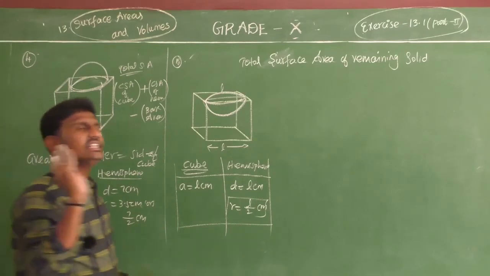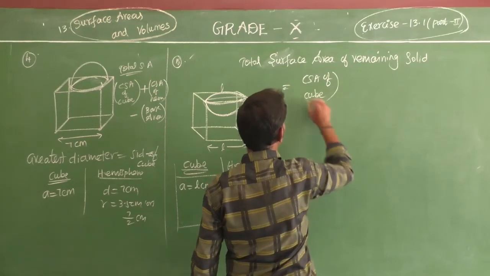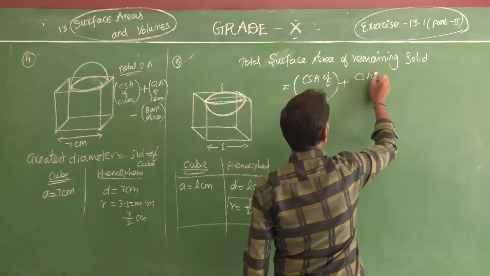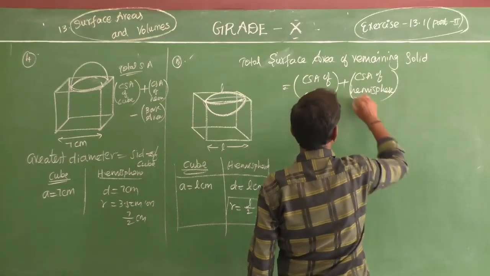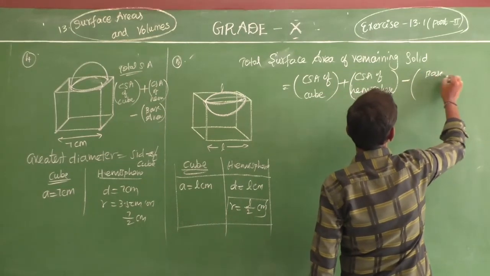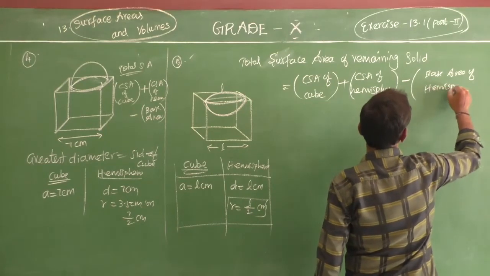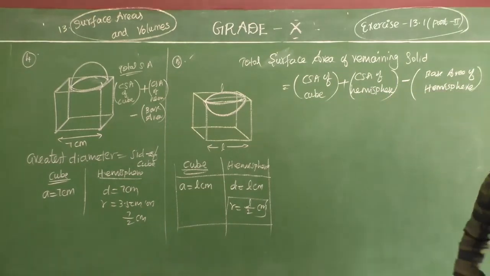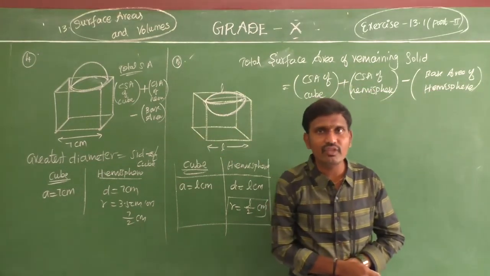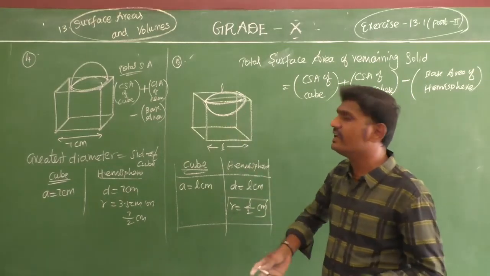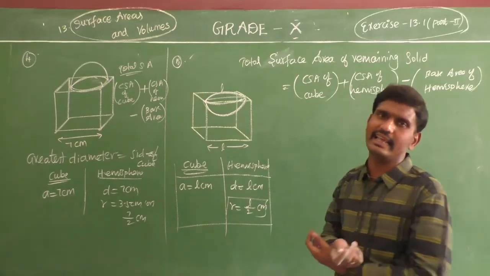What will come? CSA of the cube plus CSA of the hemisphere minus base area of the hemisphere. So the same pattern only you are going to do, but with one small difference. In the previous question, the hemisphere was on top of the cube. But in this question, the hemisphere is depressed inside. Inside the cube, we are going to cut like this.